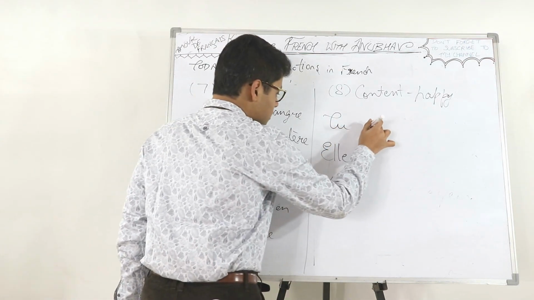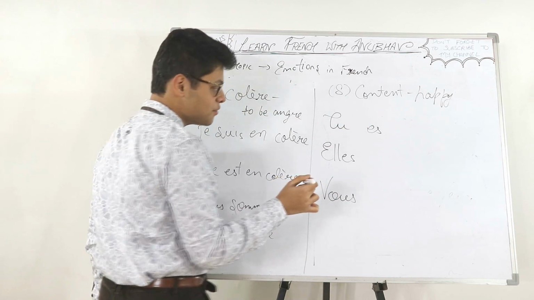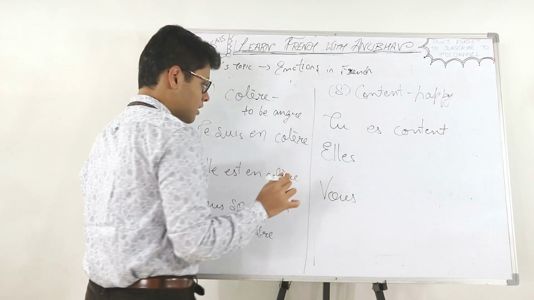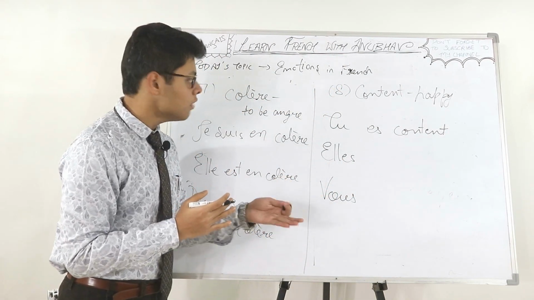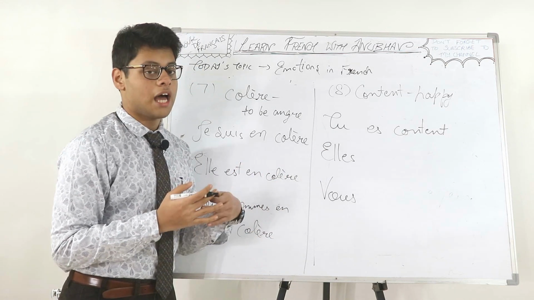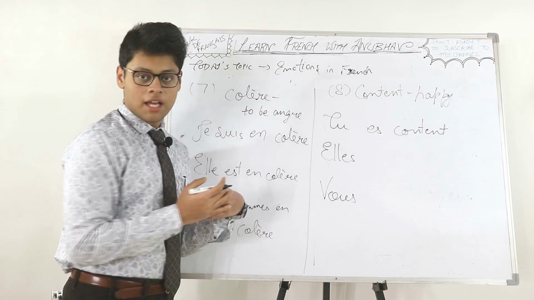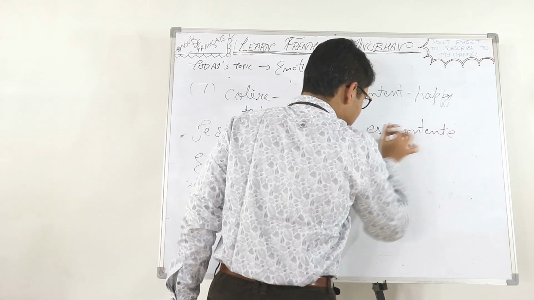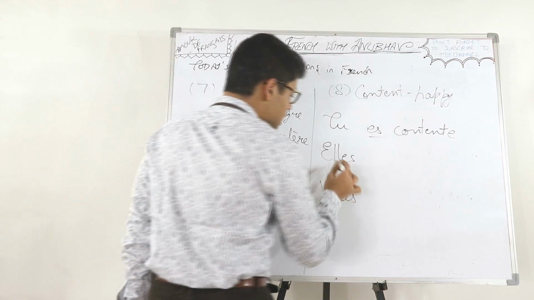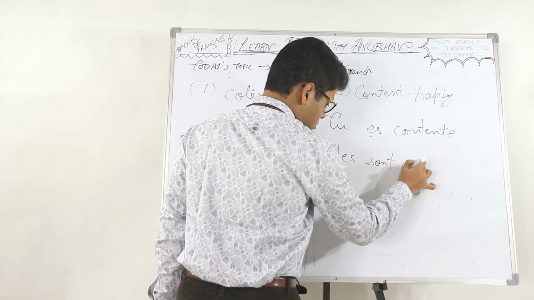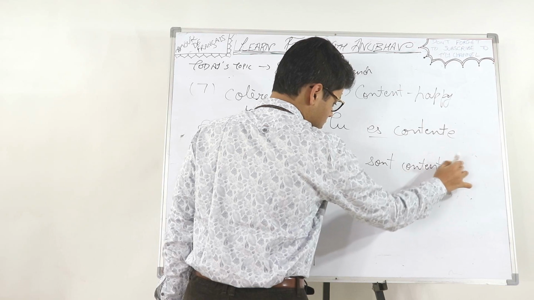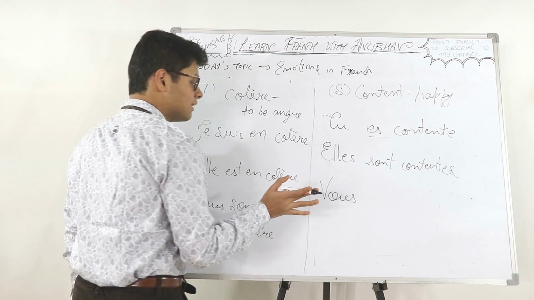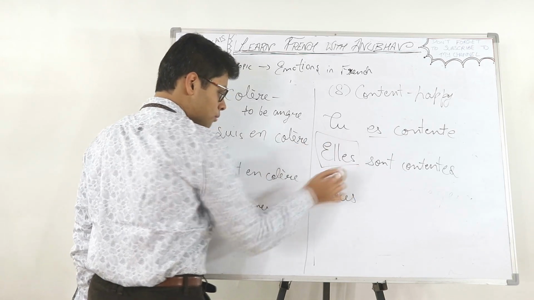So, tu es content, right? Could have been this statement if I'm speaking to a boy or a masculine person, tu es content. If I were saying this to a female, I would have said tu es contente. An extra E gets added because être is there, the agreement has to be followed. Elles sont contentes. One extra E for elle and an extra S for this word being plural.